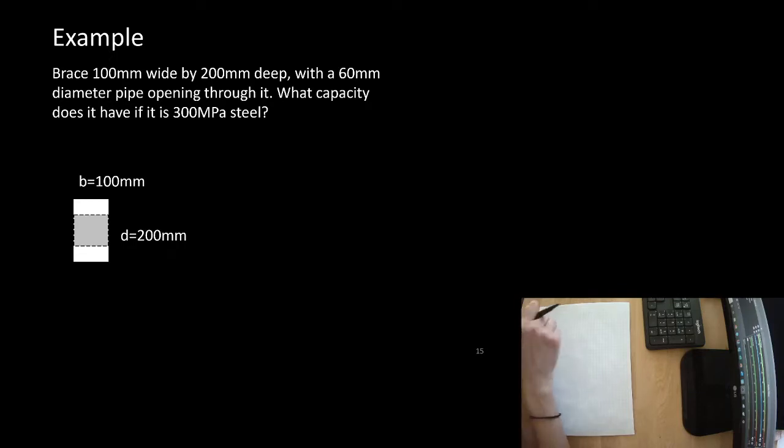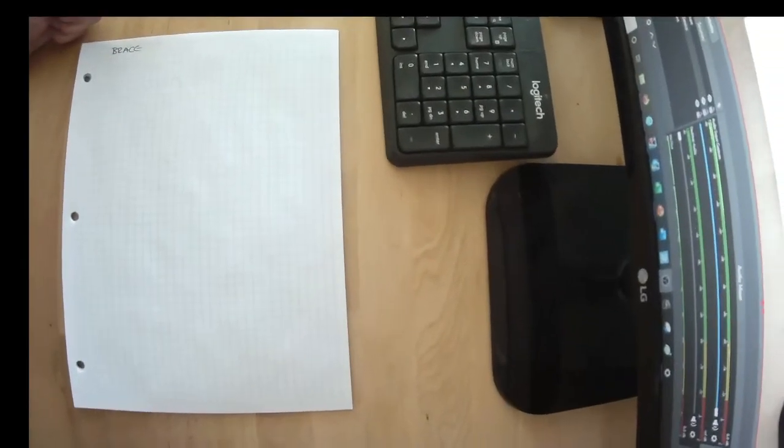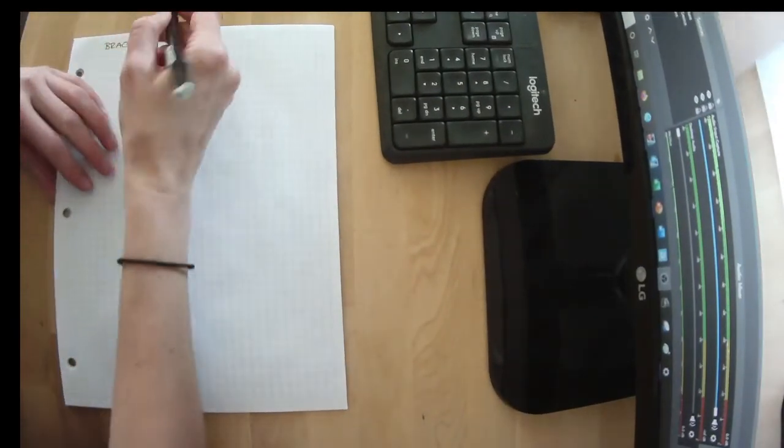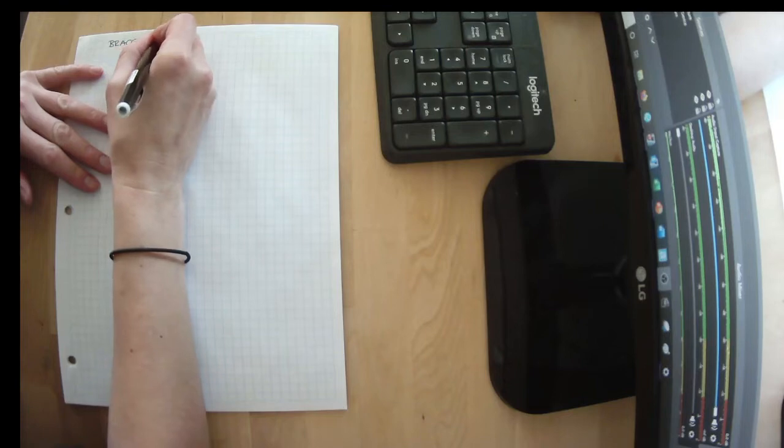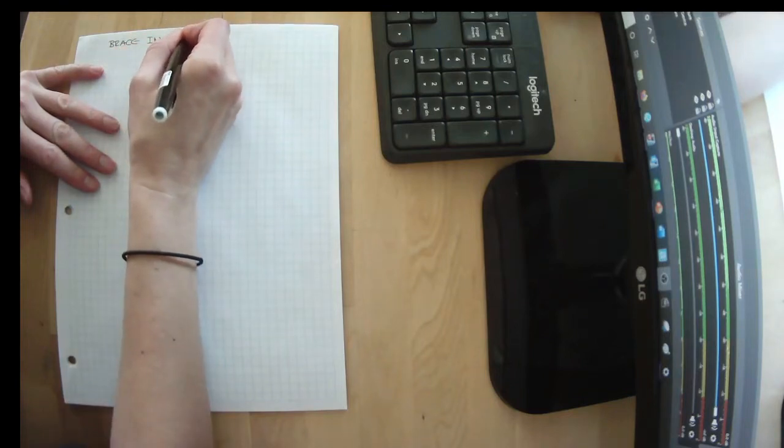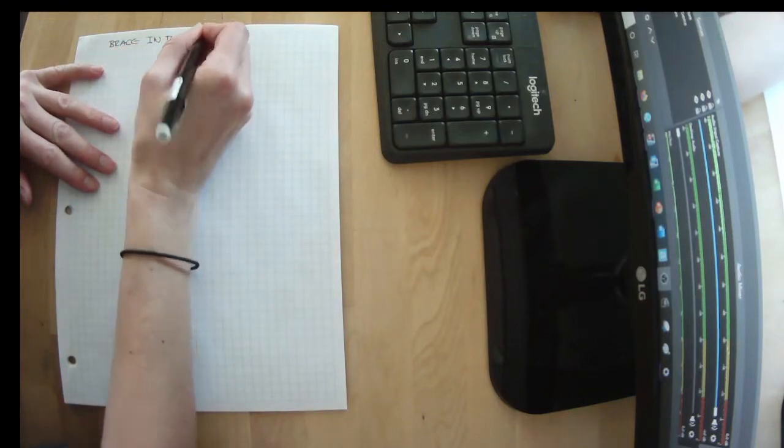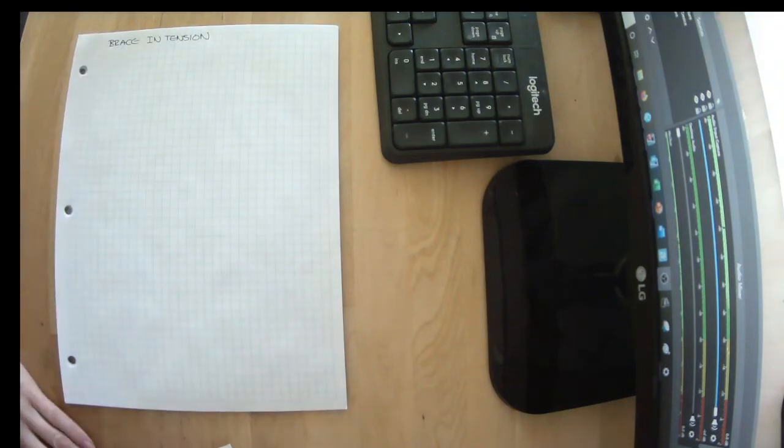So let's figure out what we know. So we have a brace. Why don't I make this bigger for you? We have a brace in tension. I'm going to add that to that note as well.